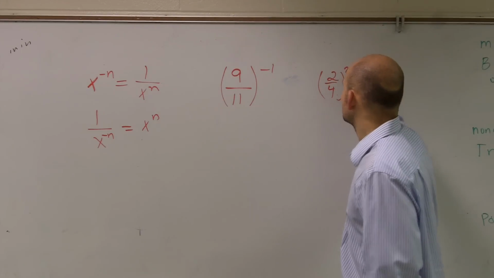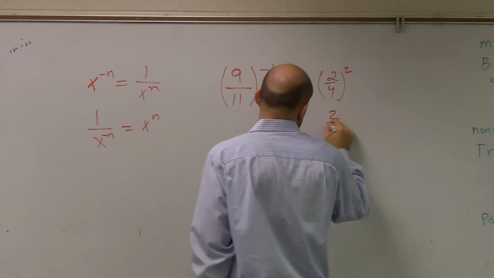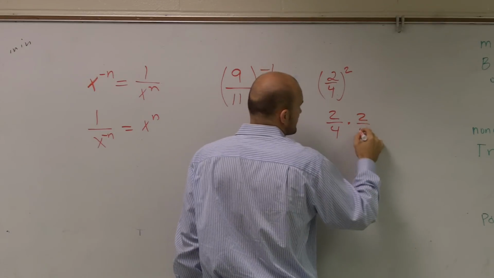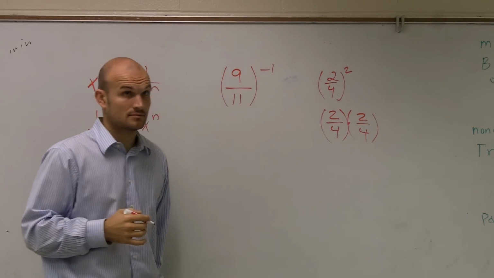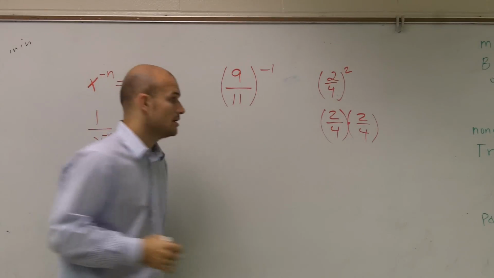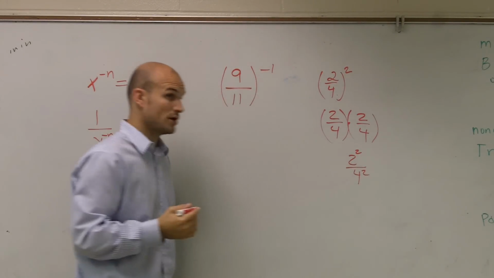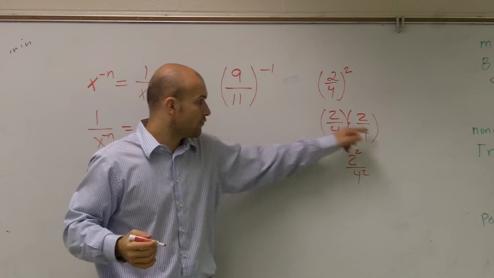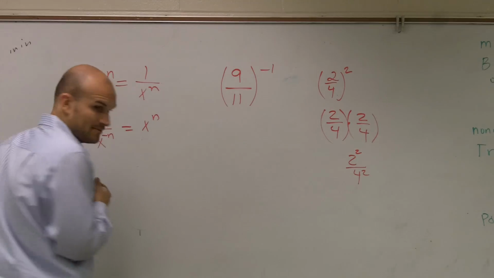If I had 2/4 squared, okay, what does 2/4 squared mean? That means 2 divided by 4 times 2 divided by 4. Right? Does everybody agree with me? Yes. That also could be rewritten as 2 squared over 4 squared, right? 2 times 2 is 2 squared. 4 times 4 is 4 squared, right?